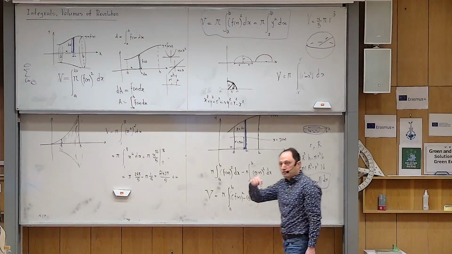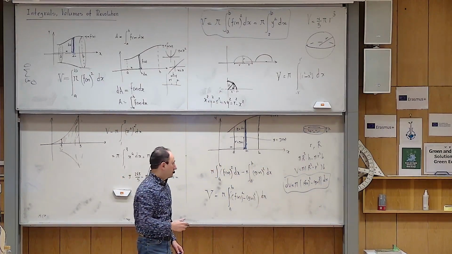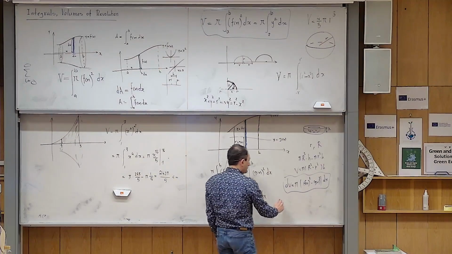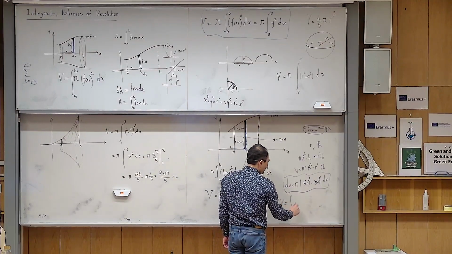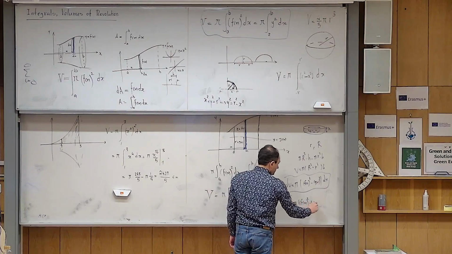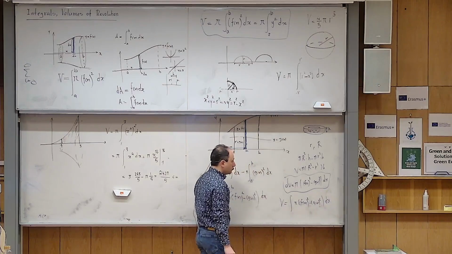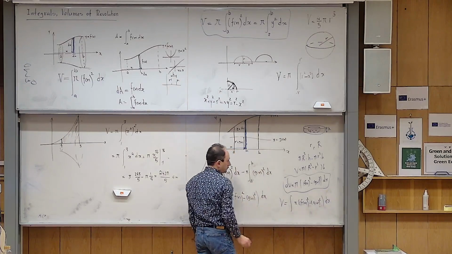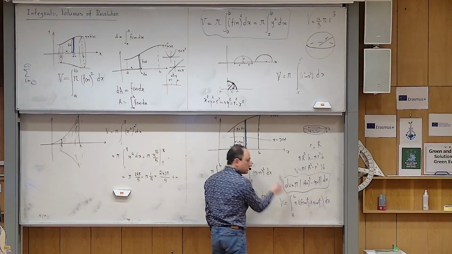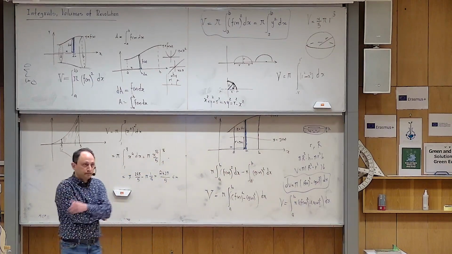If I want to go from an infinitesimal to the finite number, I have to add them up, and that is the integral. So this becomes v is equal to the integral of pi times f of x to the power of 2 minus g of x to the power of 2 dx. But I should run x from where to where in my setup? From a to b, and that's exactly the formula I got above. Yes or no?